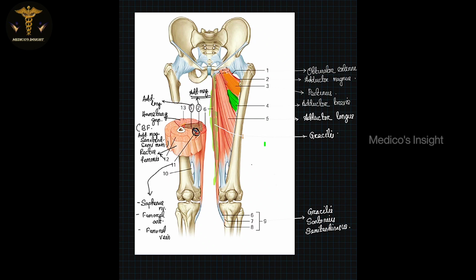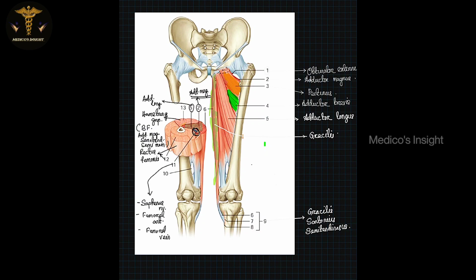Okay, the posterior segment will be studied in the next video. So we can clearly summarize this: first one is the obturator externus muscle, which arises from the external surface of the obturator foramen, and there is another muscle known as adductor magnus. As I said, adductor magnus has two heads. One head is from the hamstring group of muscle, and the other is from the medial compartment of thigh.